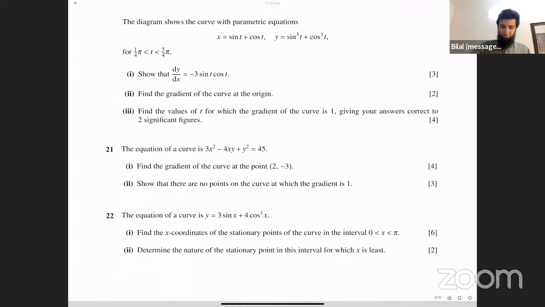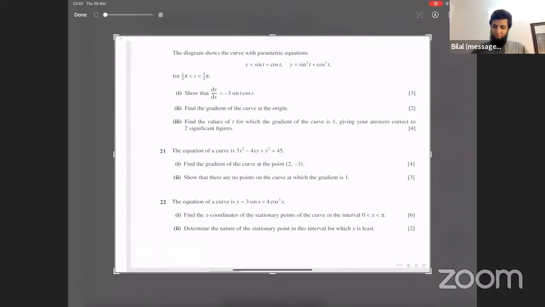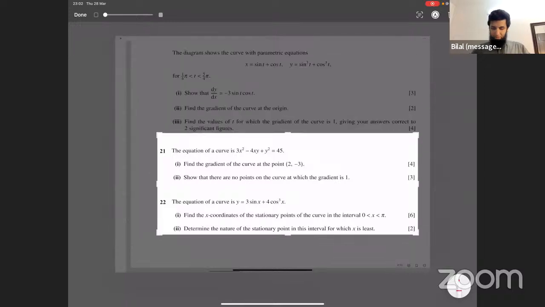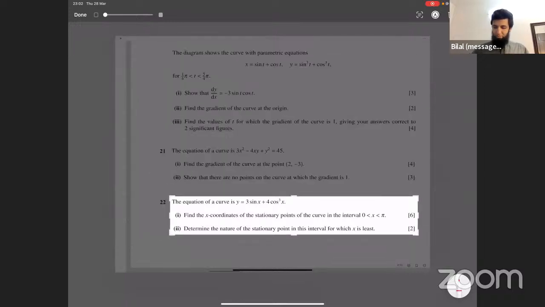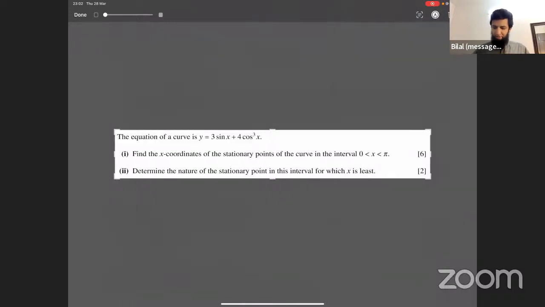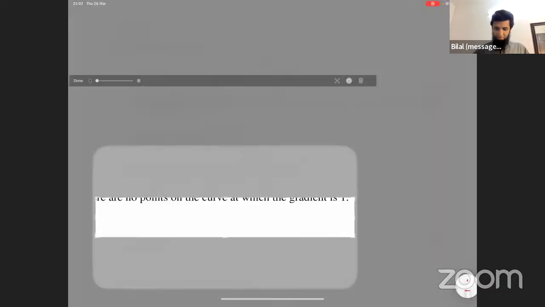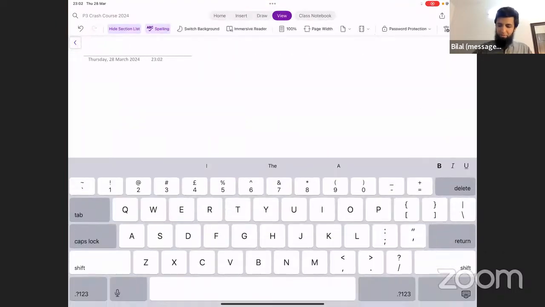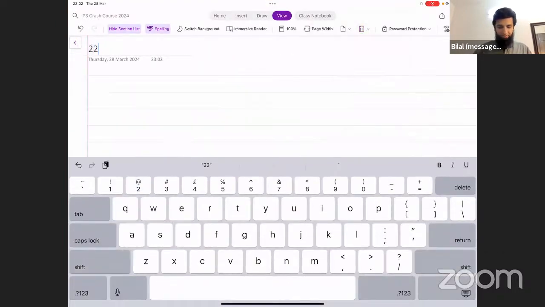Okay, let's do this one. This is question number 22 from the worksheet. Again, it seems like average difficulty. Let's try this. Question number 22 from the worksheet.